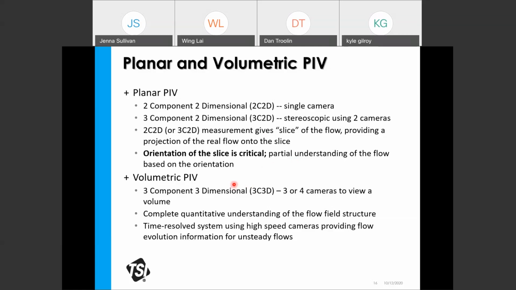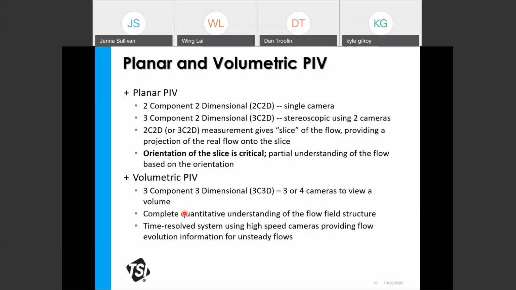On the other hand, as you know, most flow is volumetric in nature. So it's very beneficial to be able to look at the entire flow field in a volume. In this particular case, we are able to get all the components, meaning the U, V, and W, in that particular volume. The requirement for that is to add additional cameras. For planar PIV, we can use a single camera, or two cameras for stereoscopic PIV, but for volumetric PIV, it's required to add another camera or even two cameras to be able to view the volume so that the particles within the volume can be identified properly.